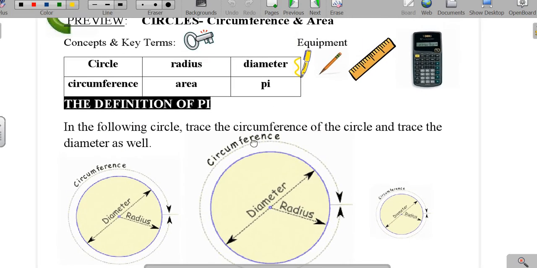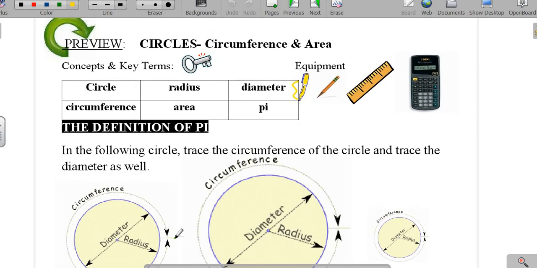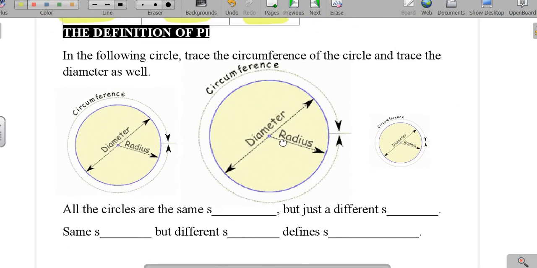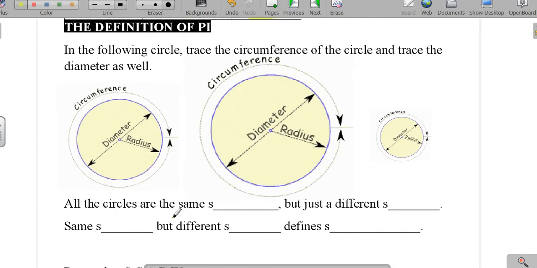I would read aloud our new vocabulary words. As I highlight them, read them aloud. Following circles, trace the circumference, trace the diameter, all three of them.